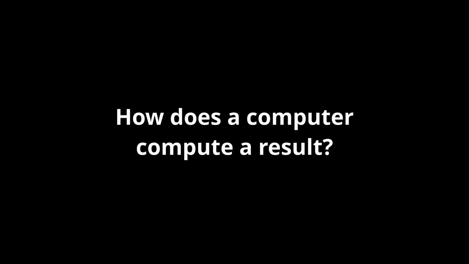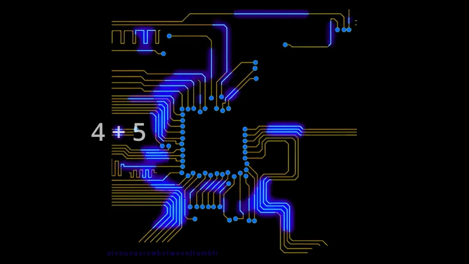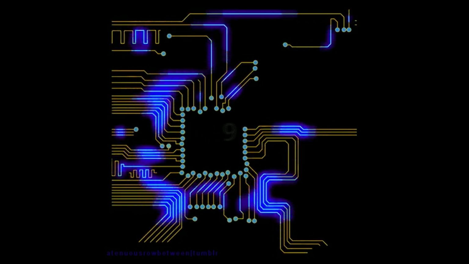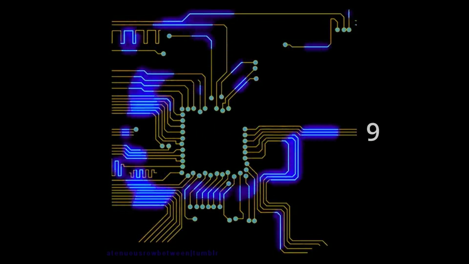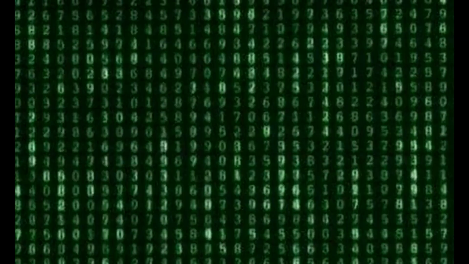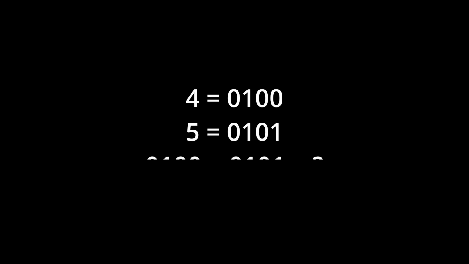How does a computer compute a result? The task might seem easy enough, just add two numbers and let the magic happen. What you don't know is how the CPU uses the data we provide to calculate the result of the operation. Computers don't understand human language. That's why the addition instruction needs to be converted into binary.